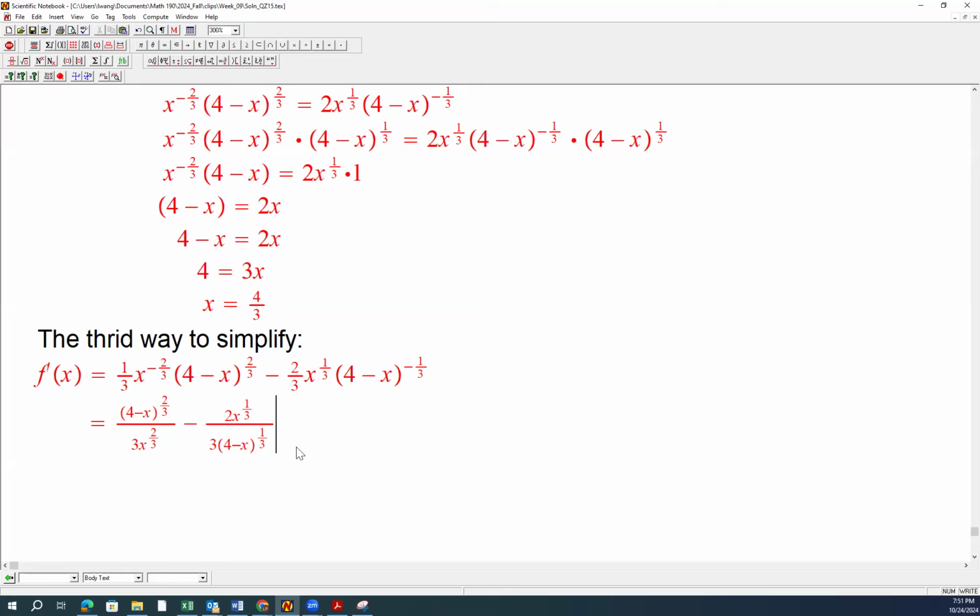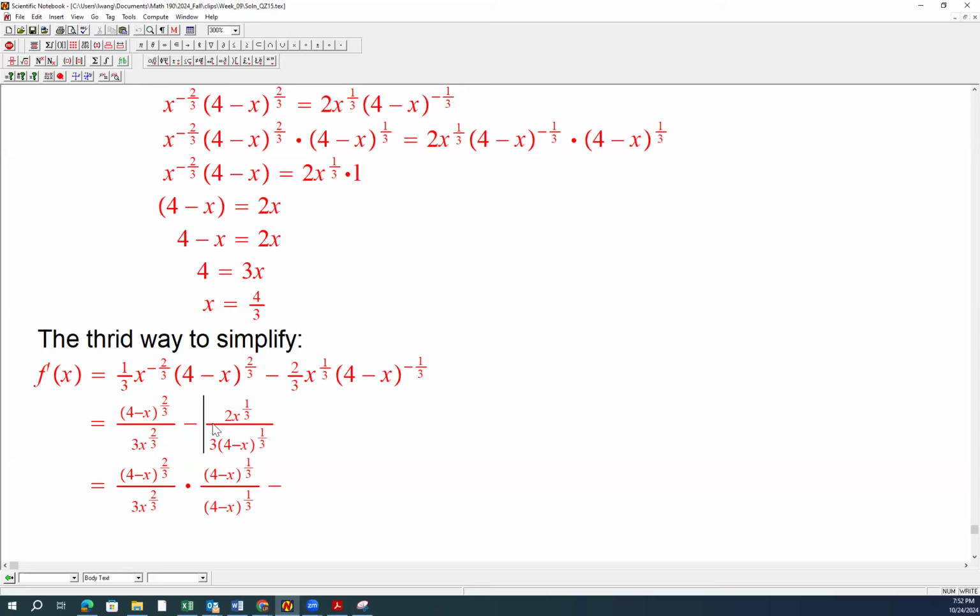Okay. How do we deal with these fractions? Common denominator. So what will be the least common denominator? 3 times x raised to the power 2/3 times 4 minus x to the power 1/3. So that's our common denominator. So this piece, we got that. We just didn't have this piece, right? So I'm going to multiply that, top and bottom.